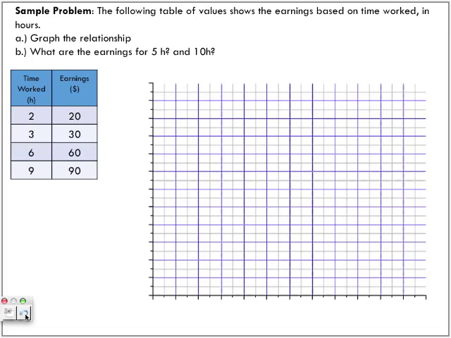Now, when you have a table of values like this, we looked at it in Cartesian plane coordinates. If we look at these numbers, we have a 2 and a 20. So what does the 2 represent? Yes, it represents time worked, but on the graph, what would it be? The X. The earnings, $20, would represent the Y. So whenever you see a table of values, you're really looking at coordinates: 3, 30, 6, 60, 9, 90, and here, of course, the 2 and 20.